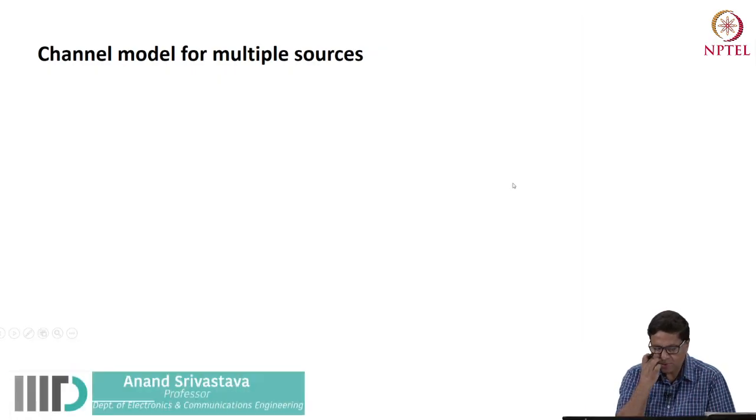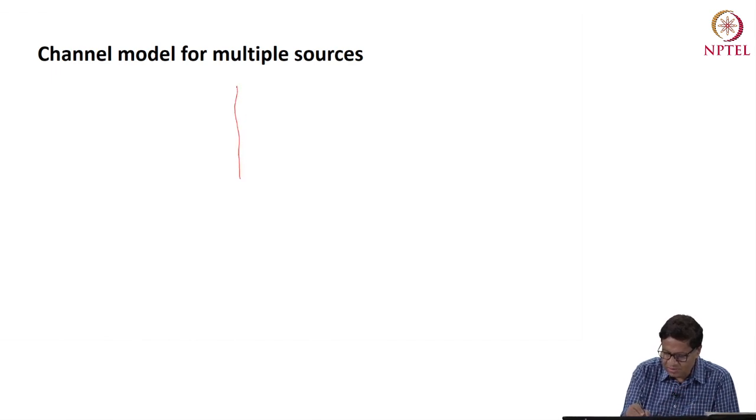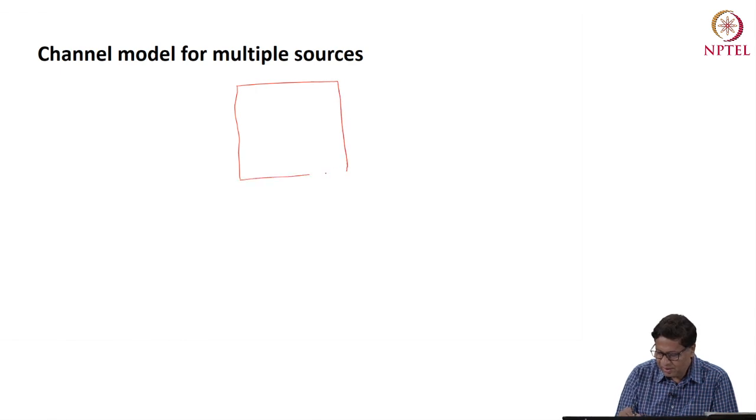Now let us try to understand the channel model for multiple sources. I have assumed an earlier case was a single source. Now let me try to explain the impulse channel model for multiple sources. So before that, let me again draw the room which has multiple sources.